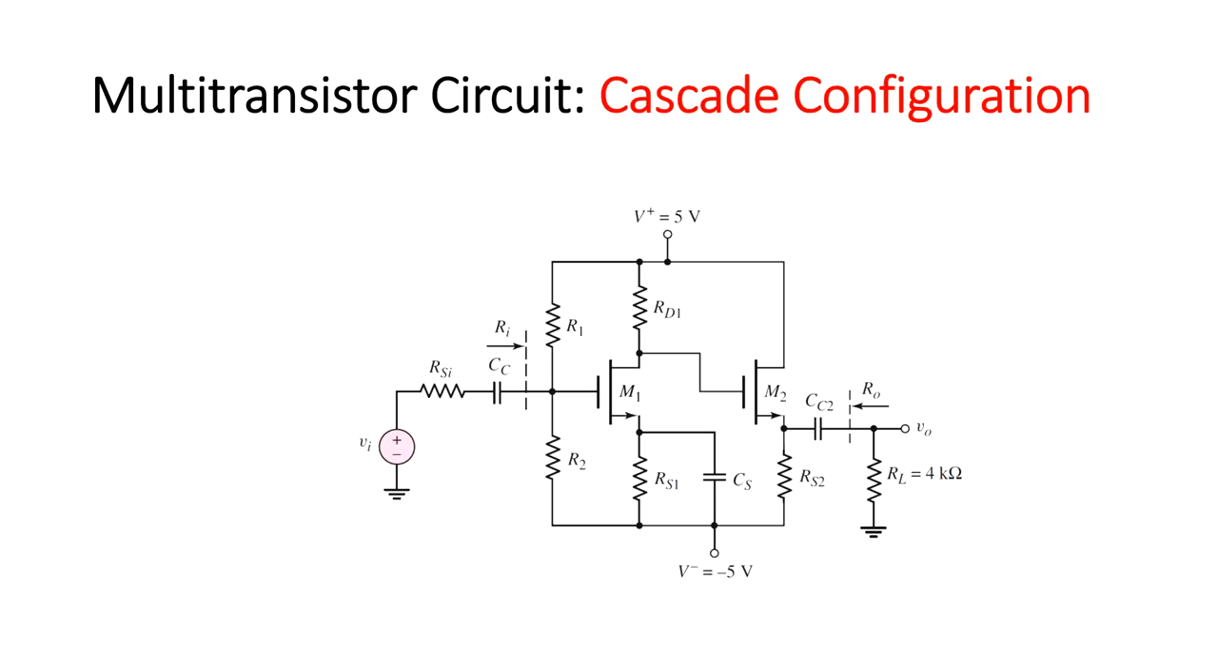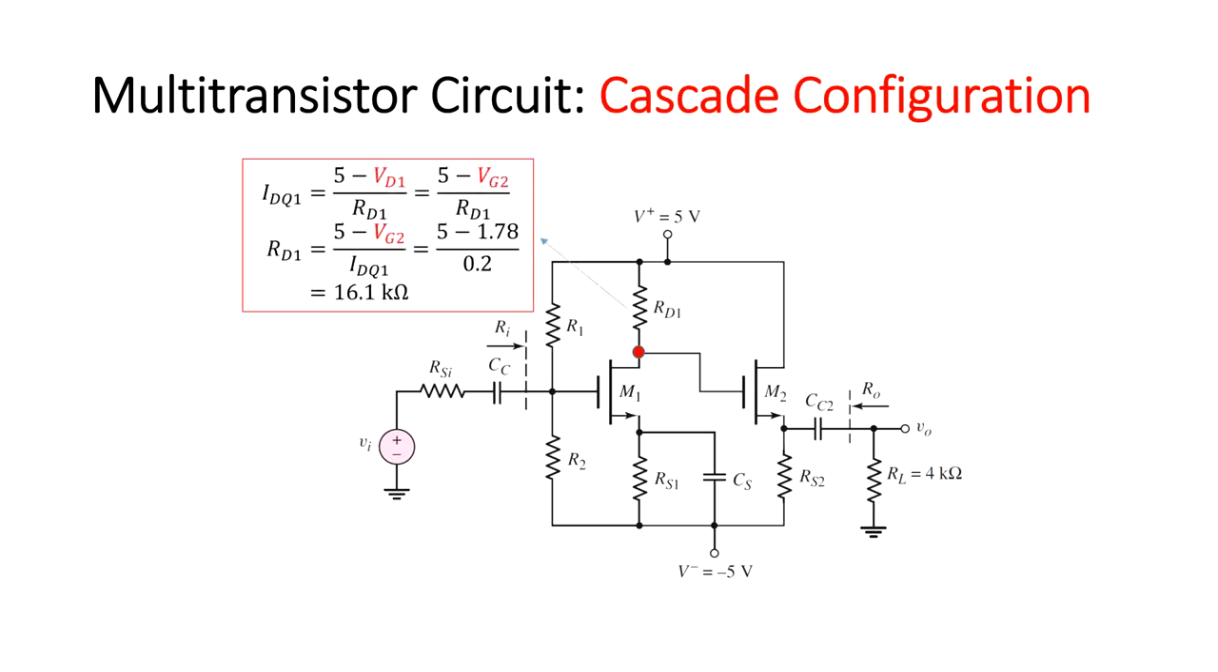Let us now focus on the left part of the circuit and the transistor M1. The drain voltage of M1 is equal to the gate voltage of M2, just calculated as 1.78 volts. Then we can easily give the resistor RD1. The source voltage of M2 is calculated. Then, based on the voltage of the source terminal, the resistor RS1 is presented.